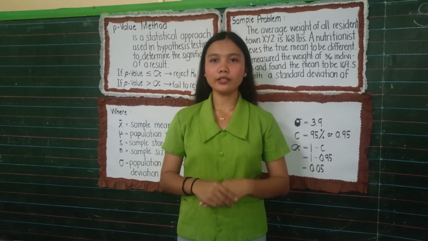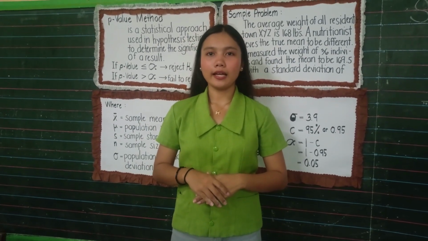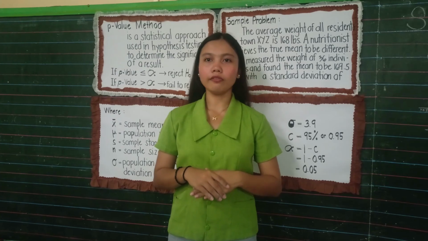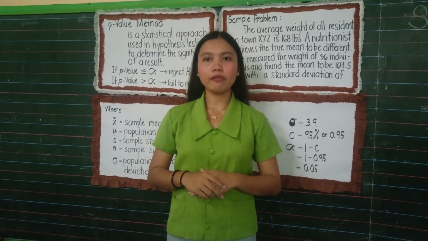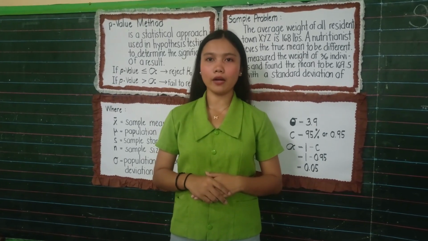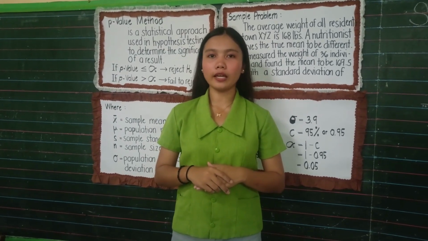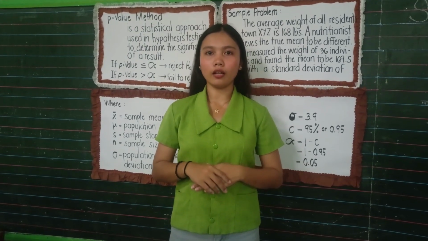So that's how you can do it using the p-value method. We could say that with a 95% level of confidence, we cannot accept the null hypothesis that the average weight of all students in town XYZ is 168 pounds. So with 95% confidence, we believe that there is enough evidence to reject the null hypothesis.